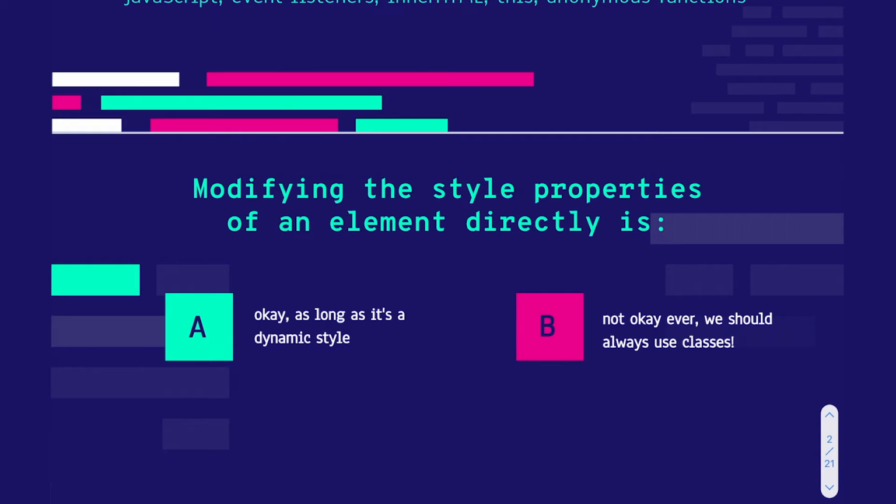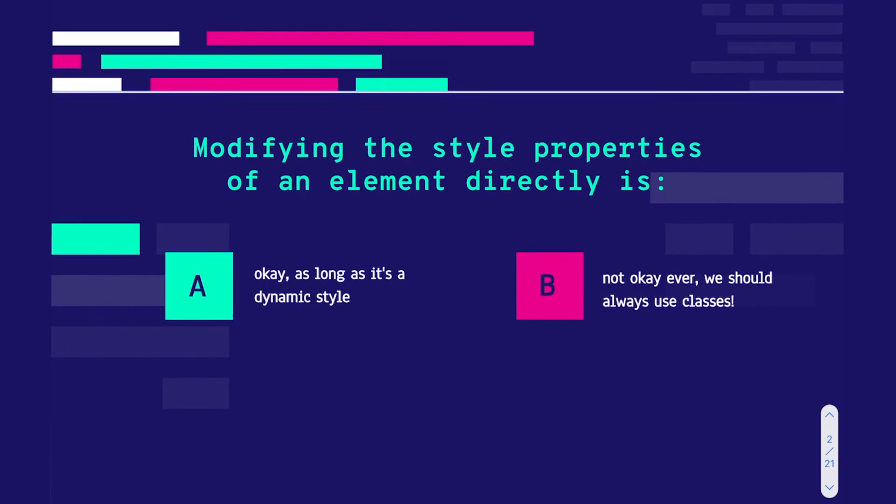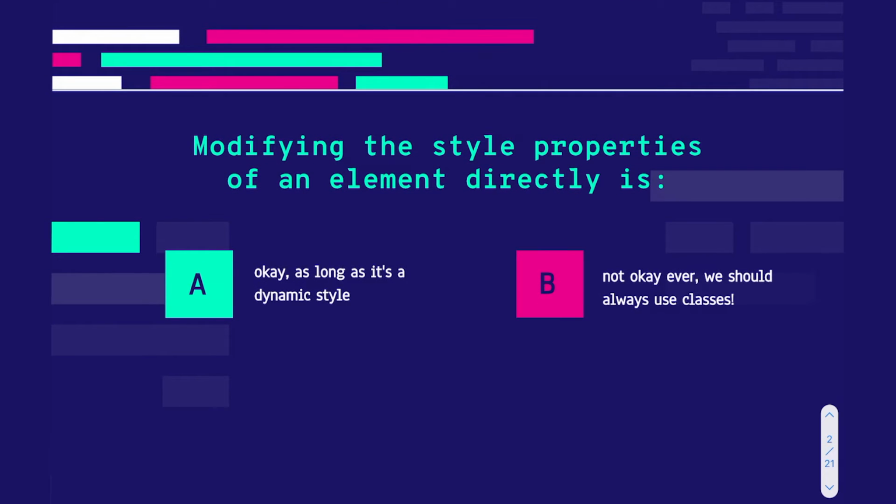First question is, modifying the style properties of an element directly is A, okay as long as it's a dynamic style, or B, not okay ever, we should always use classes. And the answer is A.